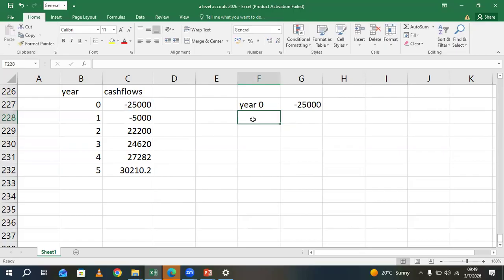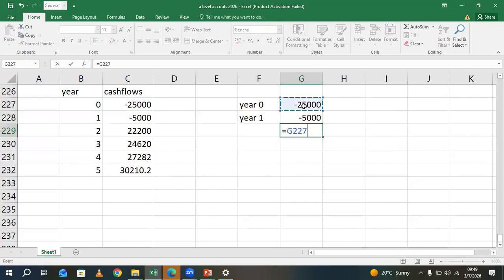Then year 1, what happened in year 1? Instead of receiving money, there was a cash outflow again of 5,000. So we haven't recovered anything in year 1. It means the amount that we need to recover has increased. So by the end of year 1, we needed to recover 30,000.